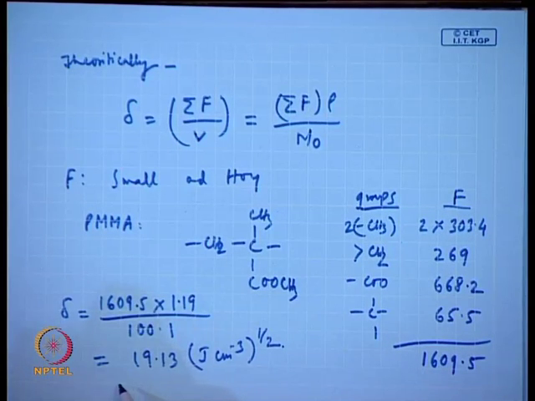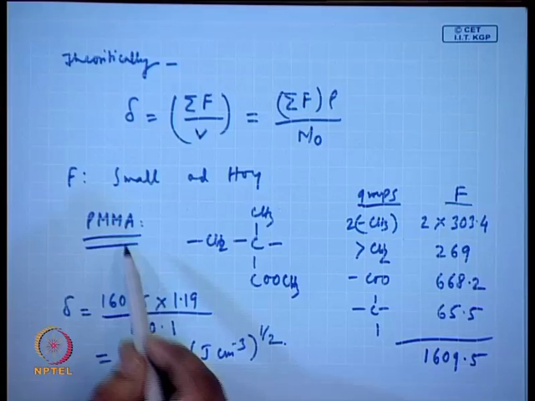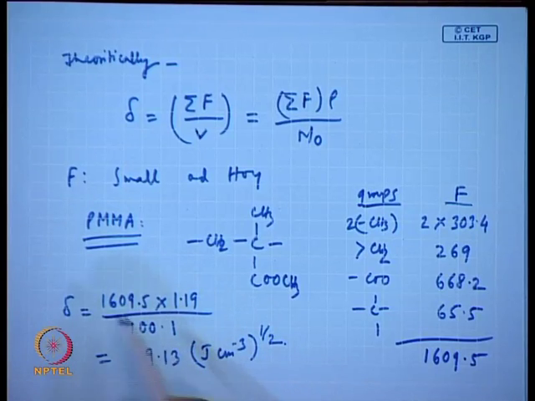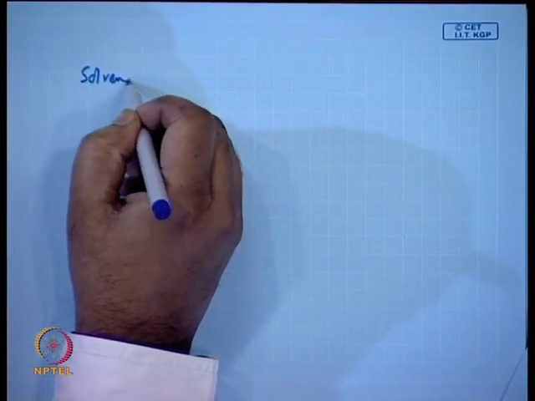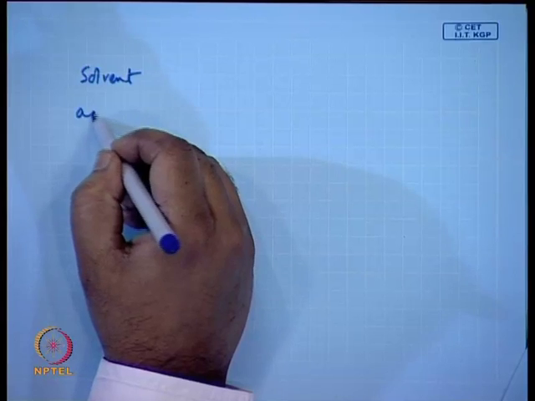So, like this you can get the value of this interaction parameter for any of the polymers, because the values of these groups are available in the literature. Now, look at some of the values for some polymers and common solvents like acetone.